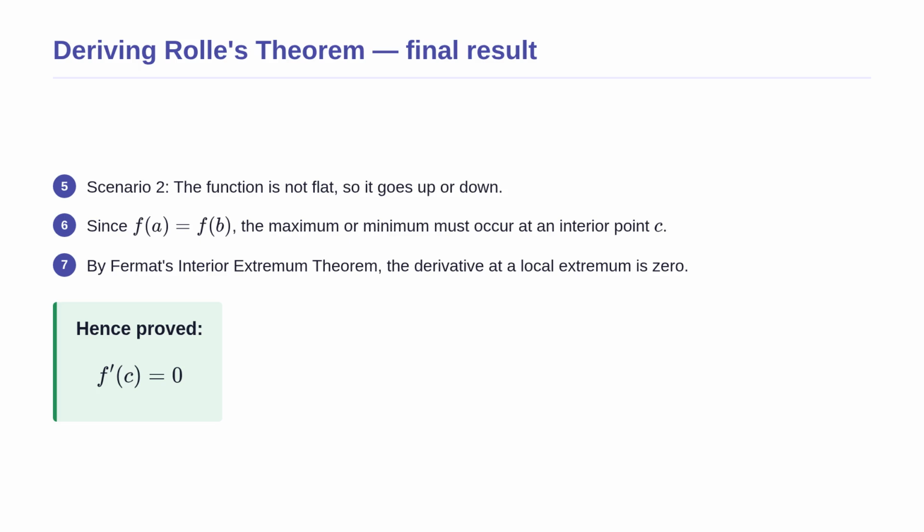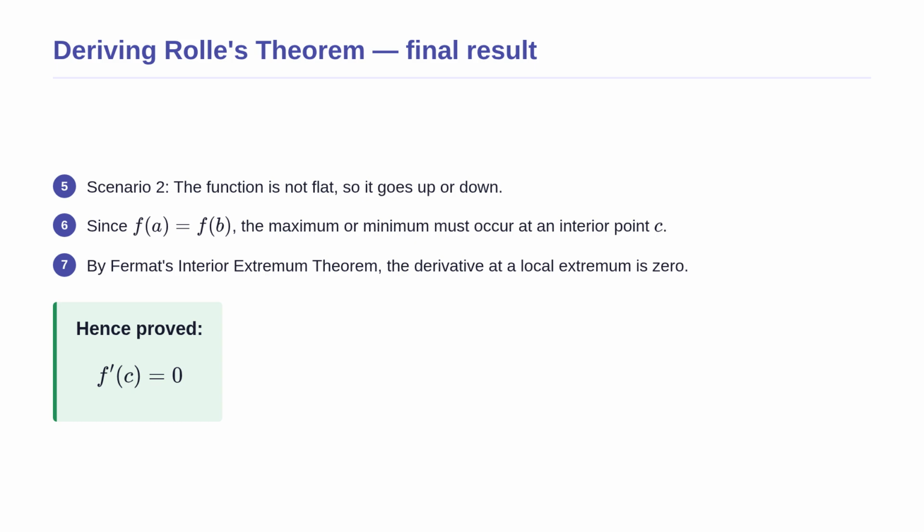Now, let us look at the second, much more common scenario. The function is not a flat line, meaning it actually goes up or down. Since the starting height and ending height are exactly the same, the function must reach its maximum or minimum at some interior point strictly between A and B. Let us call this point C.